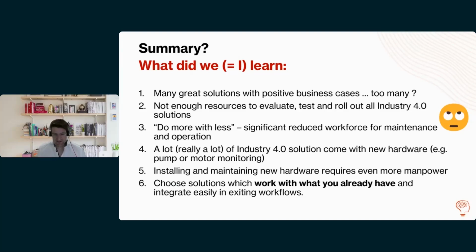Therefore, and that was our learning in the end, it drove us to develop the control valve app. It is a huge advantage if you can introduce Industry 4.0 solutions that help you to do things better, cheaper, with fewer people. And if these Industry 4.0 solutions work with what you already have available, with no need to install a sensor, cable, hardware, whatever. And the second thing is not only to work with what you already have available, but also to integrate easily into your existing workflows.